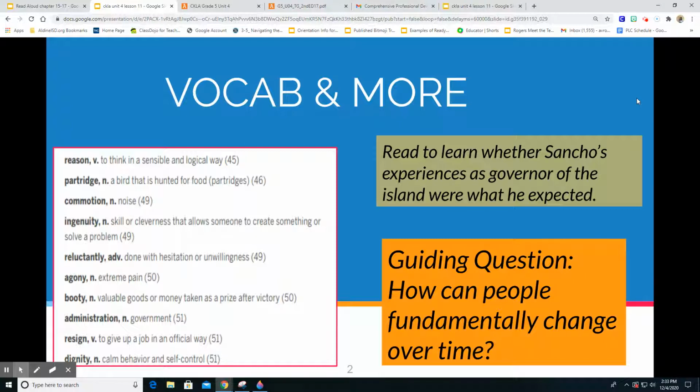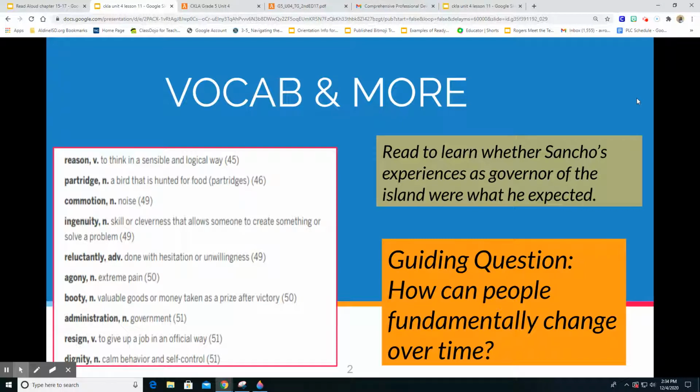That is government. Resign is your next core vocabulary word. It means to give up a job in an official way. And your last core vocabulary word is dignity. And that is a noun. It means calm behavior and self-control. So, you guys, that was a mouthful. Those are your core vocabulary words.